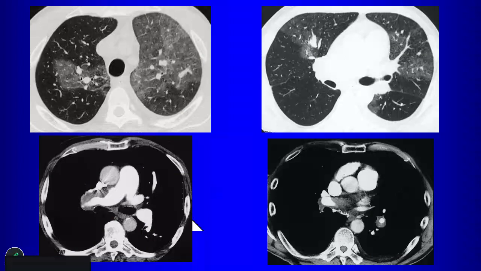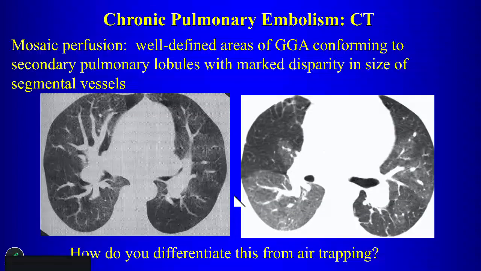Well, what do we call this? What's abnormal, the ground glass or the lucent area? The lucent area. So this is oligemia. This is mosaic perfusion from chronic thromboembolic disease. So you can see that also with chronic thromboembolic disease. These areas of mosaic perfusion where you have decreased perfusion, it looks more lucent, but the blood vessels are also decreased in caliber. How do we differentiate this from air trapping?